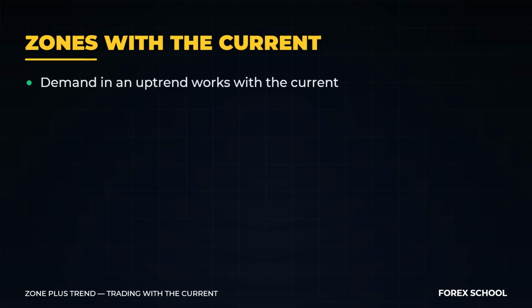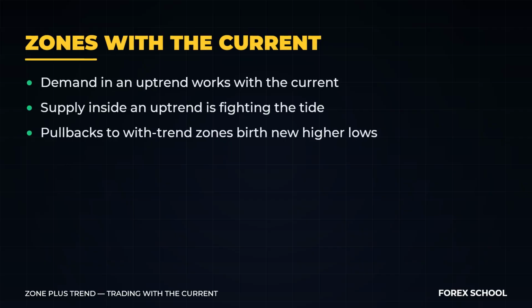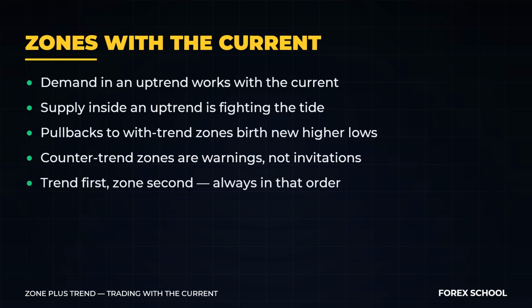Not all zones are equal, and the biggest separator is trend. Think back to the trend structure course. An uptrend is a staircase of higher highs and higher lows. Now overlay this course on that one. A demand zone that forms during an uptrend is a with-trend zone. The pullback into it is exactly where the next higher low wants to be born.